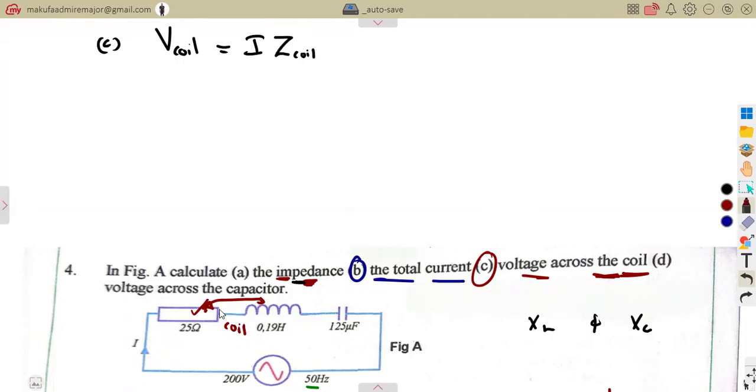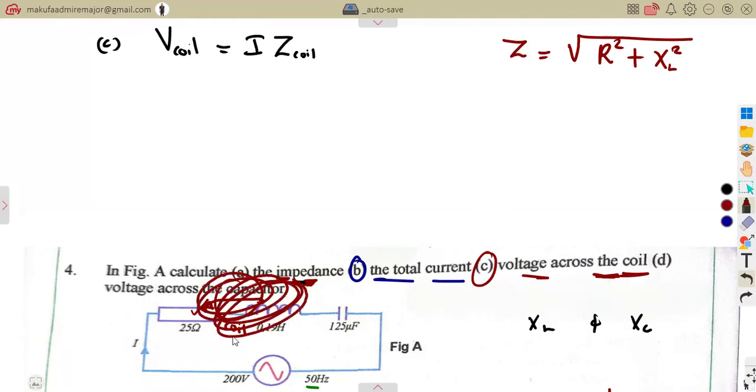We have the resistance, we have the reactance of the inductor, but what about this? This is an RL that you're considering, the resistor and the inductor. Remember back there, when you're given a resistor and an inductor, how are you calculating Z? Z was equal to the square root of R squared plus XL squared. You're just working with a resistor and an inductor that builds up a coil. So that is our Z coil.